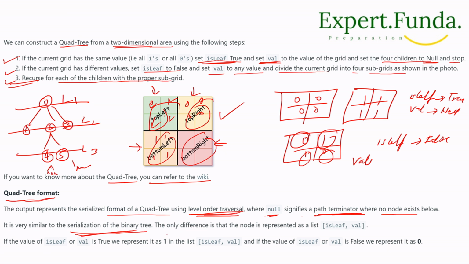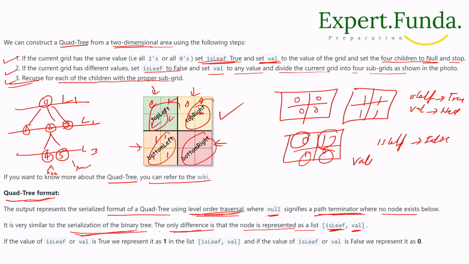Now think about the next statement. The only difference is that the node is represented as a list, you can say, with is leaf and val, right? So if you are already aware of the serialization of a binary tree, it is saying that the only difference is that the node is represented as a list, right?